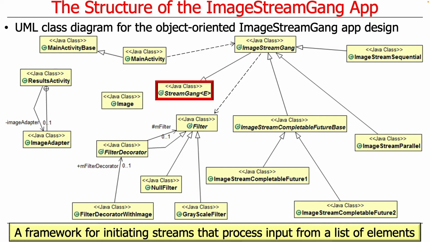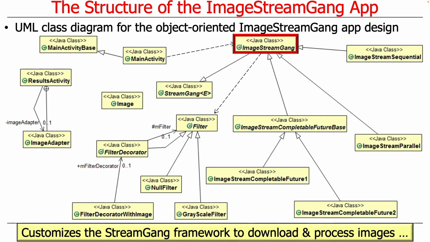And the framework is involved in initiating processing streams that are functional to process the images from a list of elements. So the StreamGang framework doesn't know that it's dealing with images. It just knows that it's dealing with stuff. And that's the purpose of a framework, to be generic. And it uses some of those cool Gang of Four patterns like template method, and it uses factory method in order to be able to keep it very flexible and extensible.